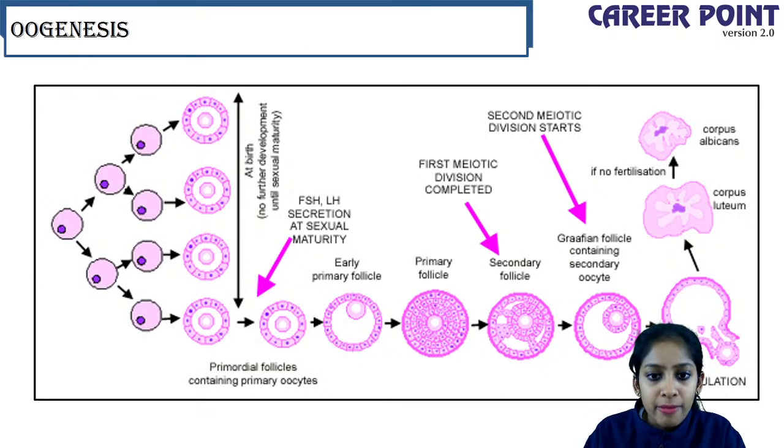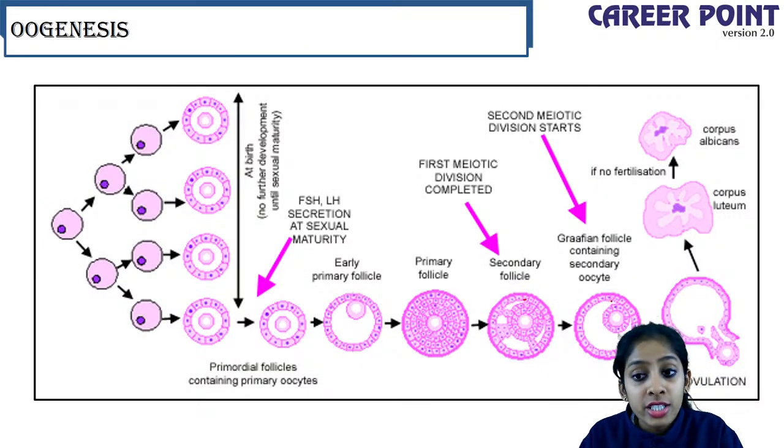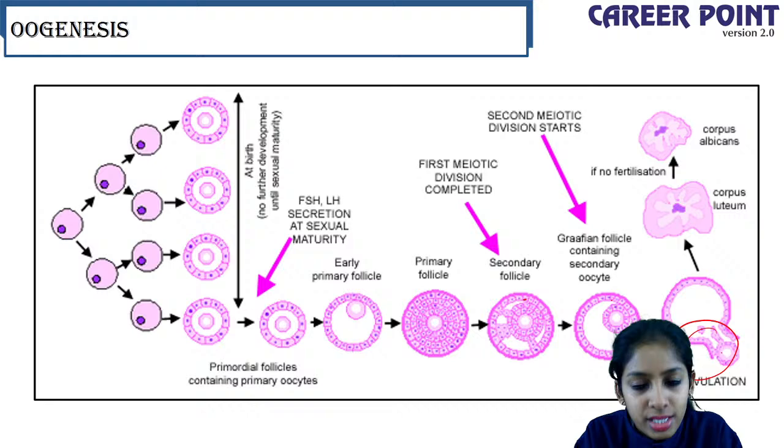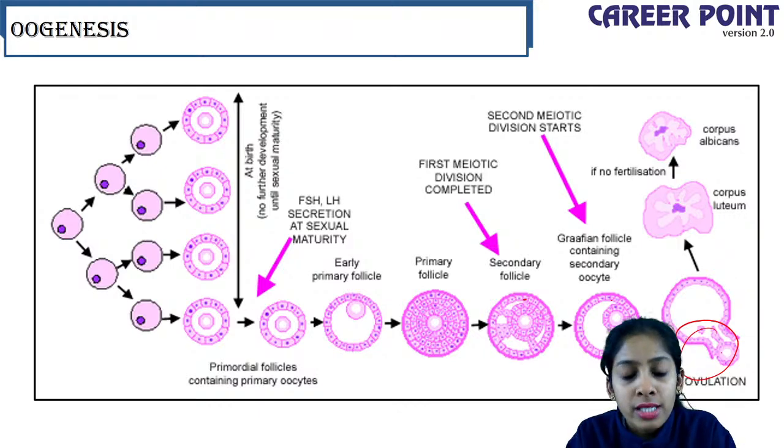If you can see the primary follicle, the secondary follicle, the tertiary follicle, then the Graafian follicle ruptures to release the secondary oocyte. So this is how it happens. Alright. So this is the process of your oogenesis. So we are done with today's concept of oogenesis.